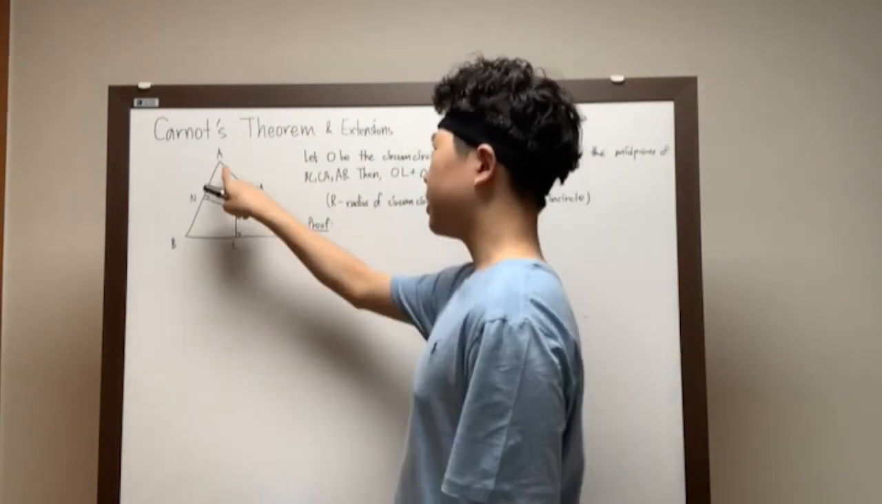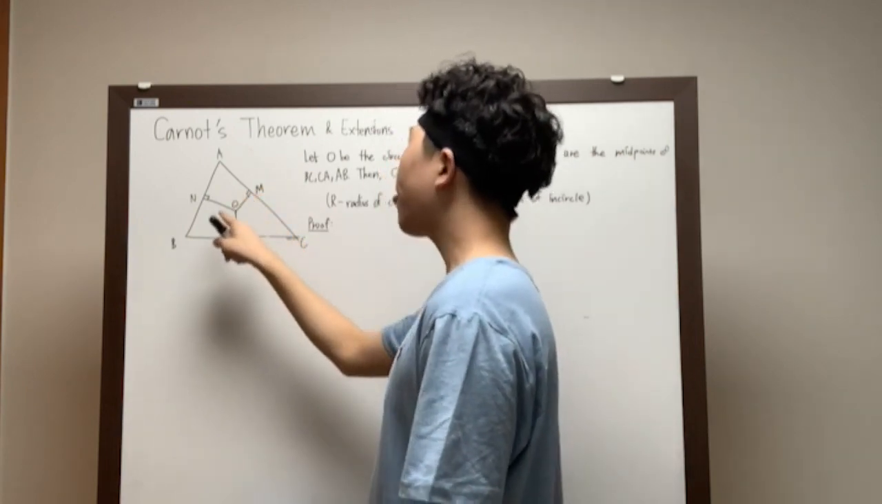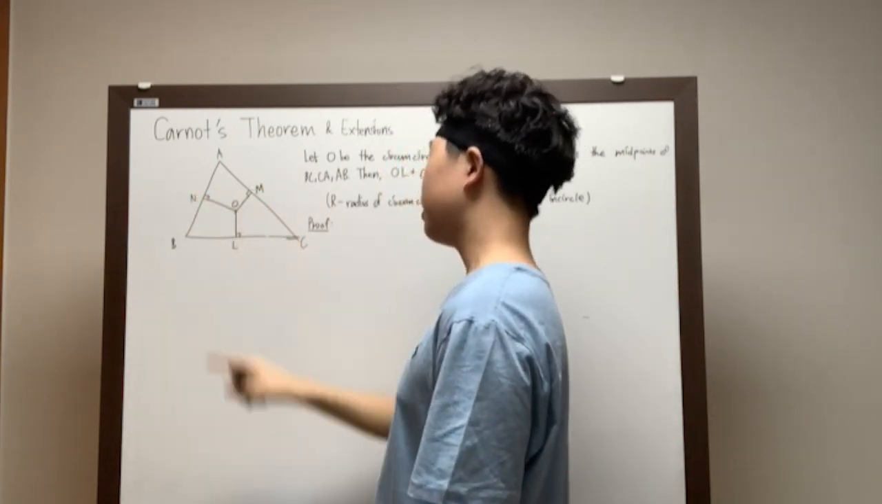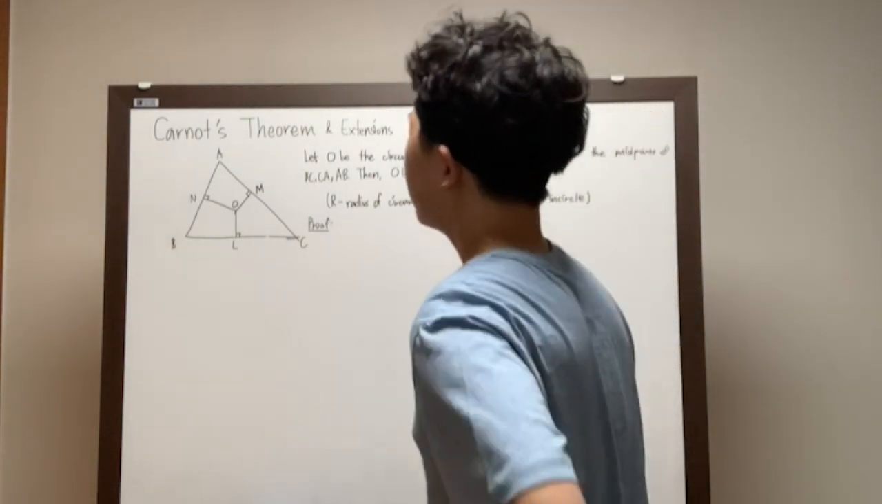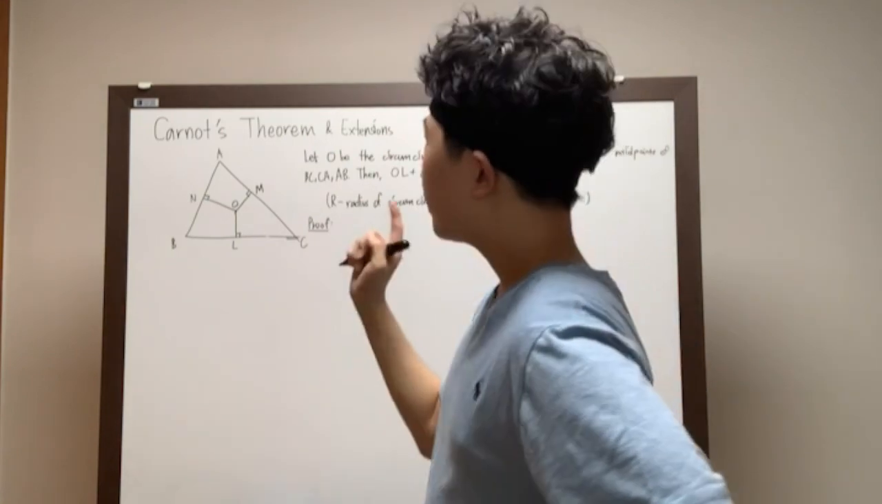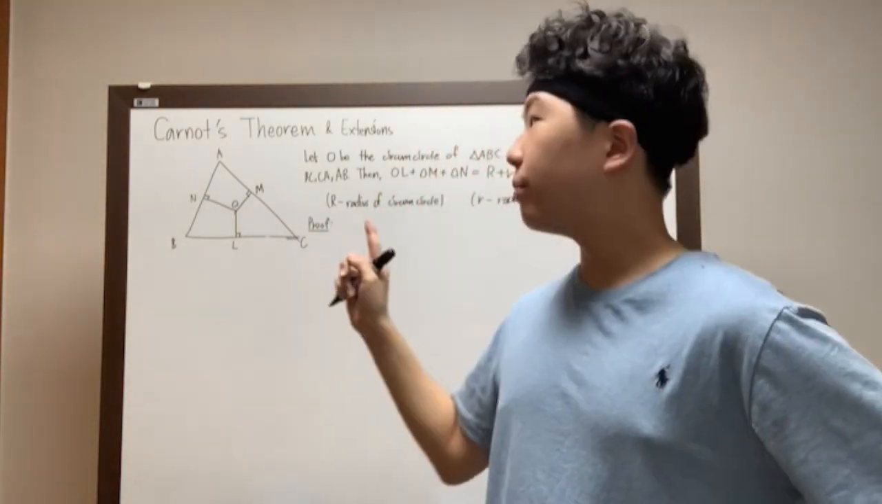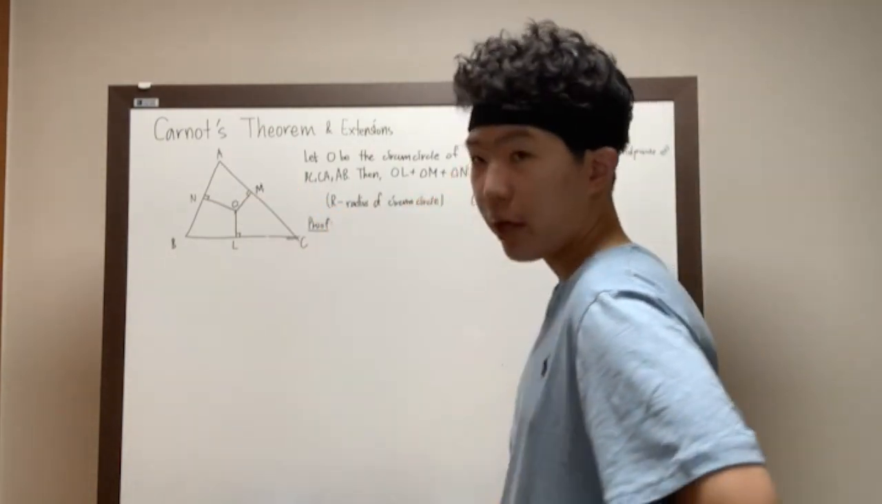We could see that ANOM, NOLB, and OMCL are concyclic. So then, because they are concyclic, we know that we can use Ptolemy's theorem on all three of these cyclic quadrilaterals. Let's do that.